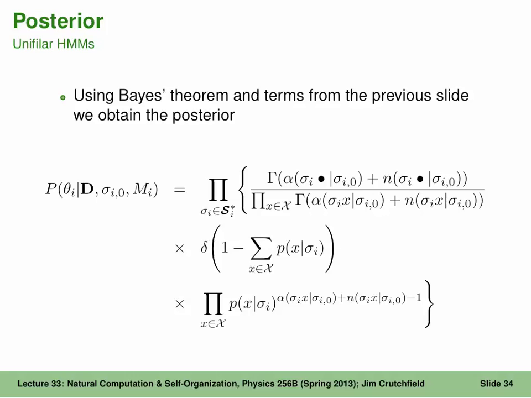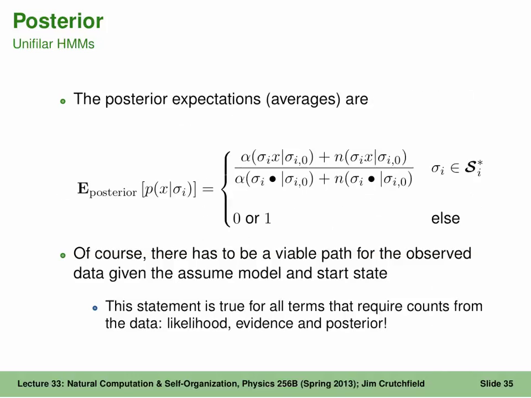And so, as you would expect, we know analytically what the posterior expectations are. Again, it's just prior parts plus data parts. And always in the back of our mind is that these things only make sense if there was actually a valid path through the machine, assuming the model and the start state. Otherwise, basically, the likelihood goes to 0, the evidence is 0, and the posterior is just not defined. All right.